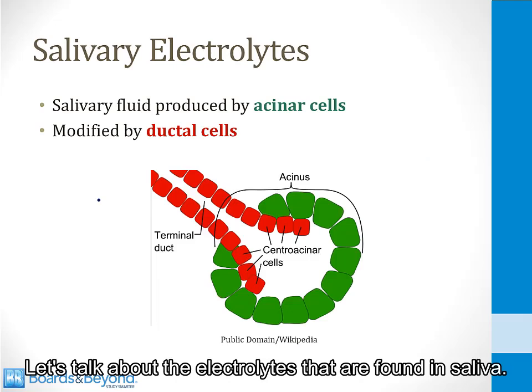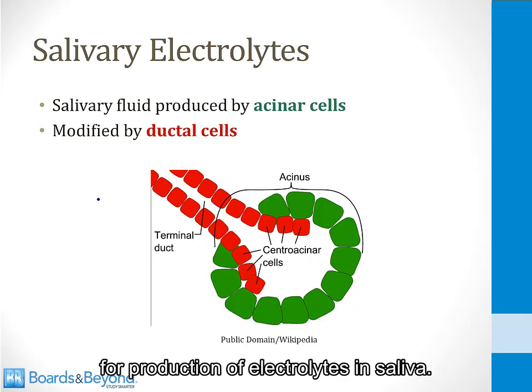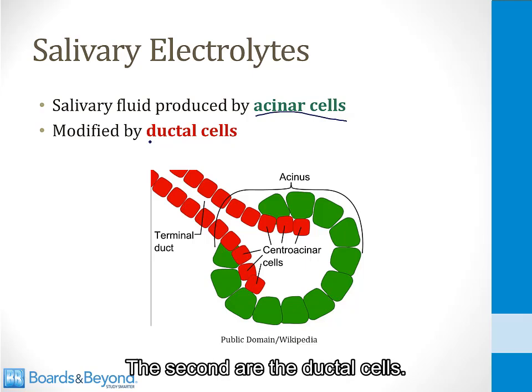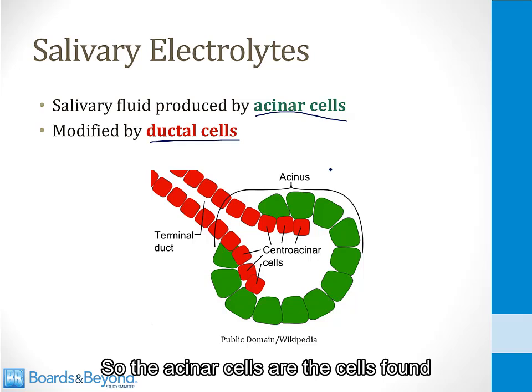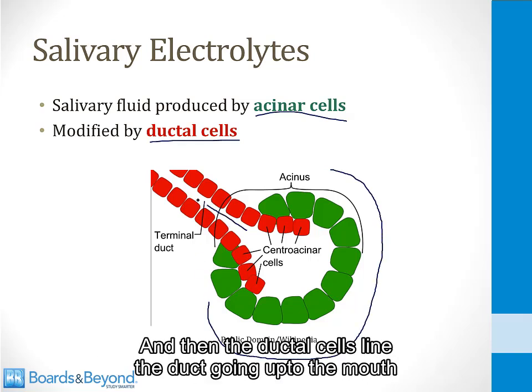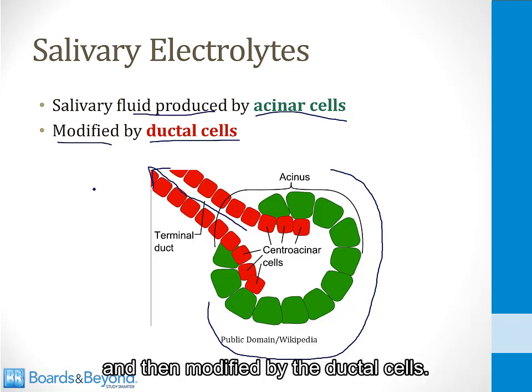Let's talk about the electrolytes that are found in saliva. There are two important cell types responsible for production of electrolytes in saliva. The first cell type are the acinar cells, the second are the ductal cells. The word acinar means berry, so the acinar cells are the cells found in this berry portion of a salivary gland, and then the ductal cells line the duct going out to the mouth. Salivary fluid is produced by the acinar cells and then modified by the ductal cells.